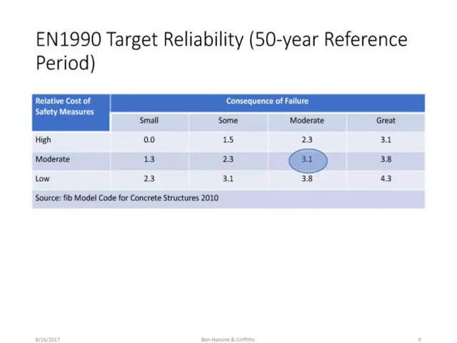Commonly, standards right now in the US and Europe put the target reliability index for ultimate limit states at around 3 point something. It's a little bit different between standards, and this is normal, as these standards are calibrated differently, so you could come up with something slightly different. But that's the range: about 3 for ultimate limit states.